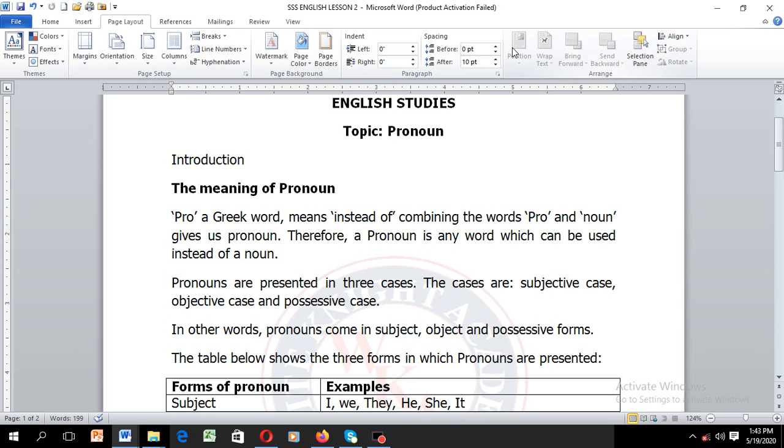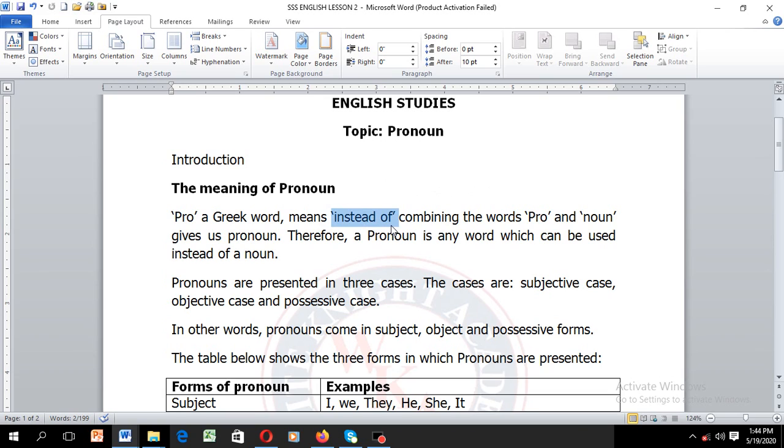Today we have a topic to discuss. The topic is titled Pronoun. Now I would like to explain or give you a definition of pronoun. I know we have a general concept of the definition of pronoun. However, learning is continuous. So pronoun is a Greek word which means instead of.